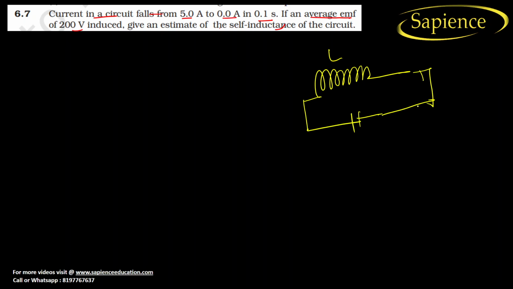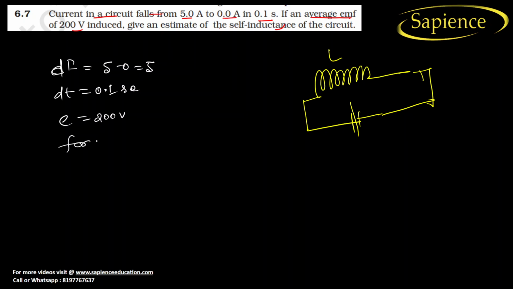Now, self inductance. Let us suppose there is a circuit here and there is a cell, a source of power. Change in current, that is di, is how much? What they have provided you, di is equal to 5 minus 0, that is equal to 5, right? And the time dt is 0.1 second, right? And the EMF for this one is 200 volt. Got it?